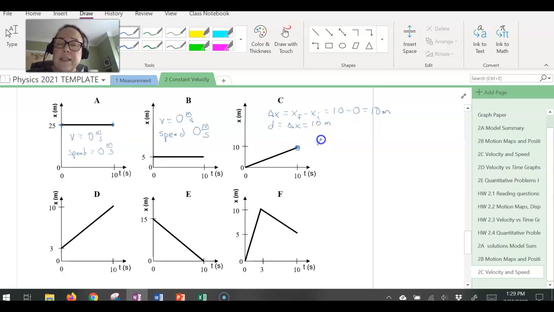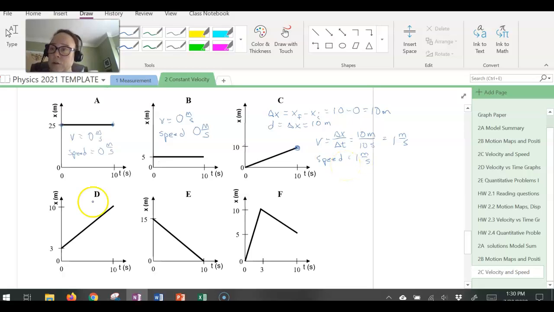So that means that the distance and displacement are the same. So velocity is displacement over time, which is that 10 meters, and it moved for 10 seconds, so we have a velocity of 1 meter per second, and in this case the speed is the same, right? Because distance is the same as displacement, so the speed is also 1 meter per second.